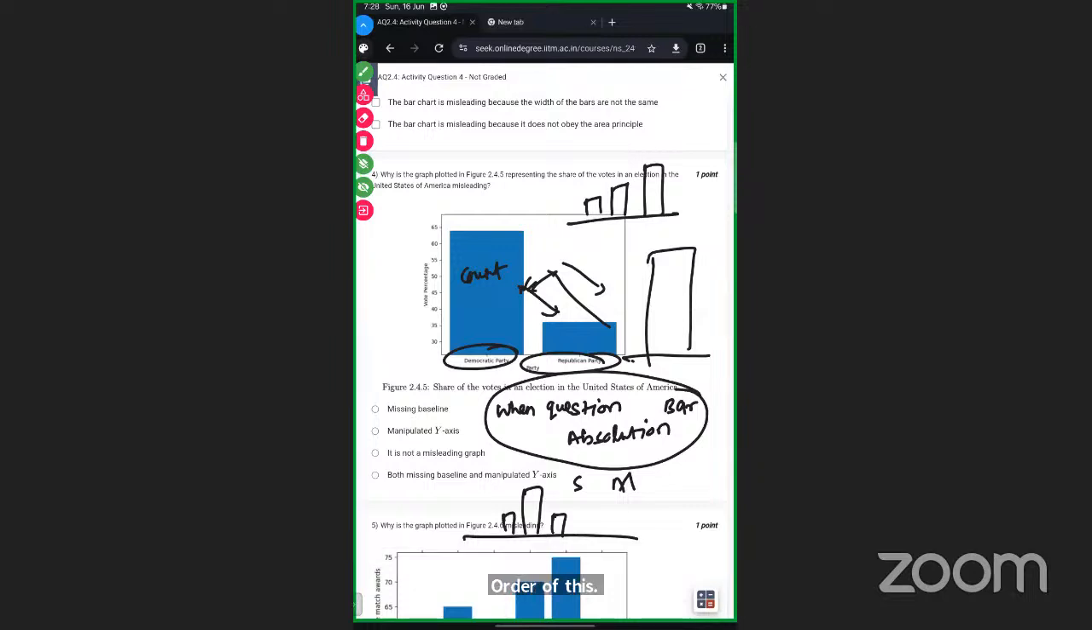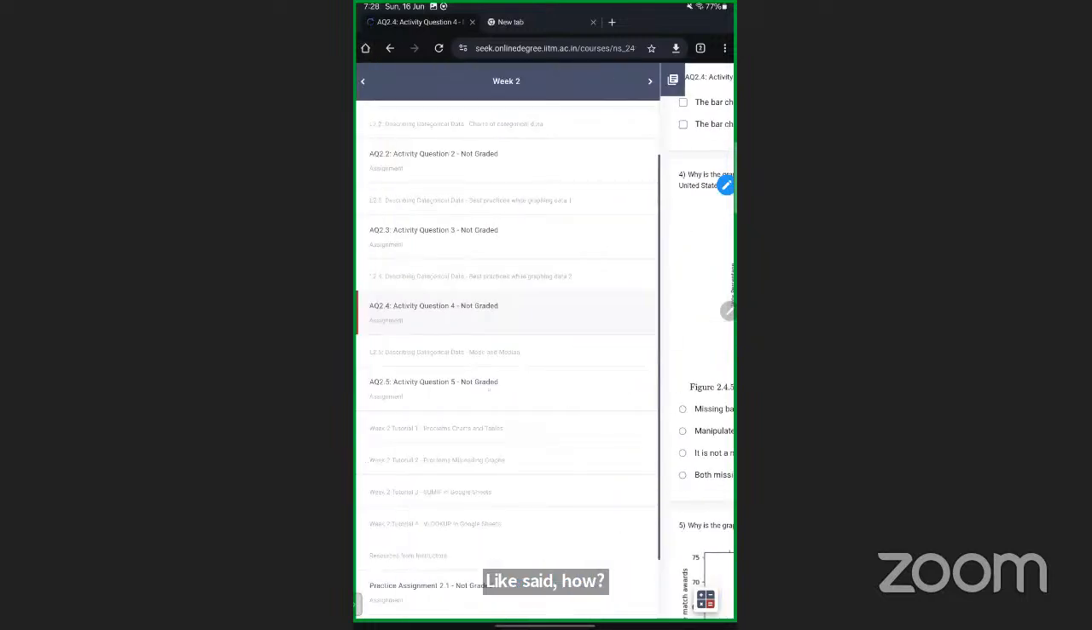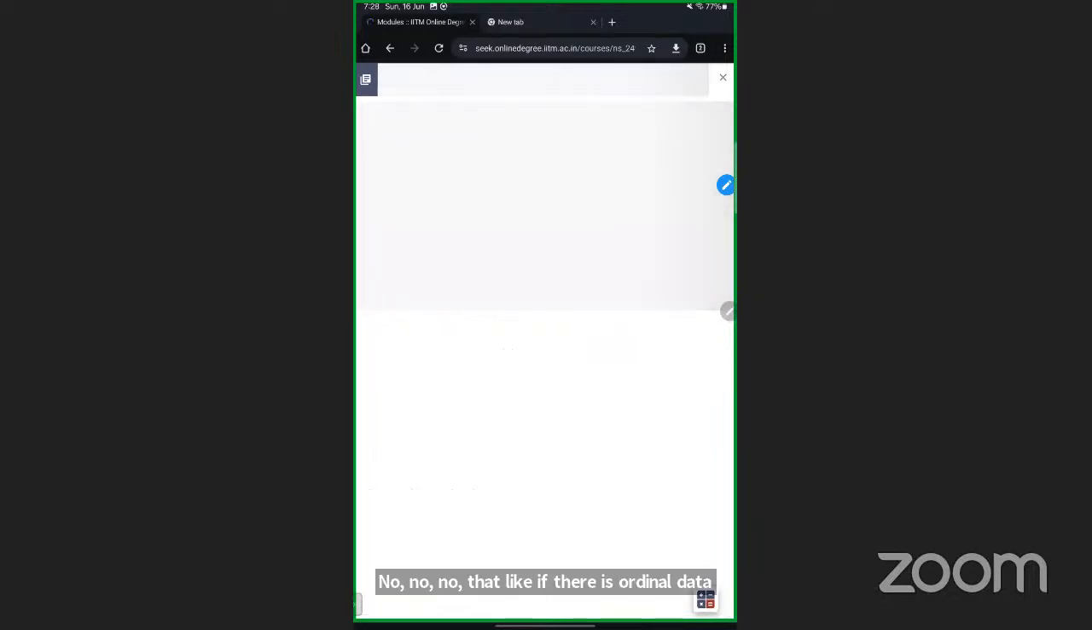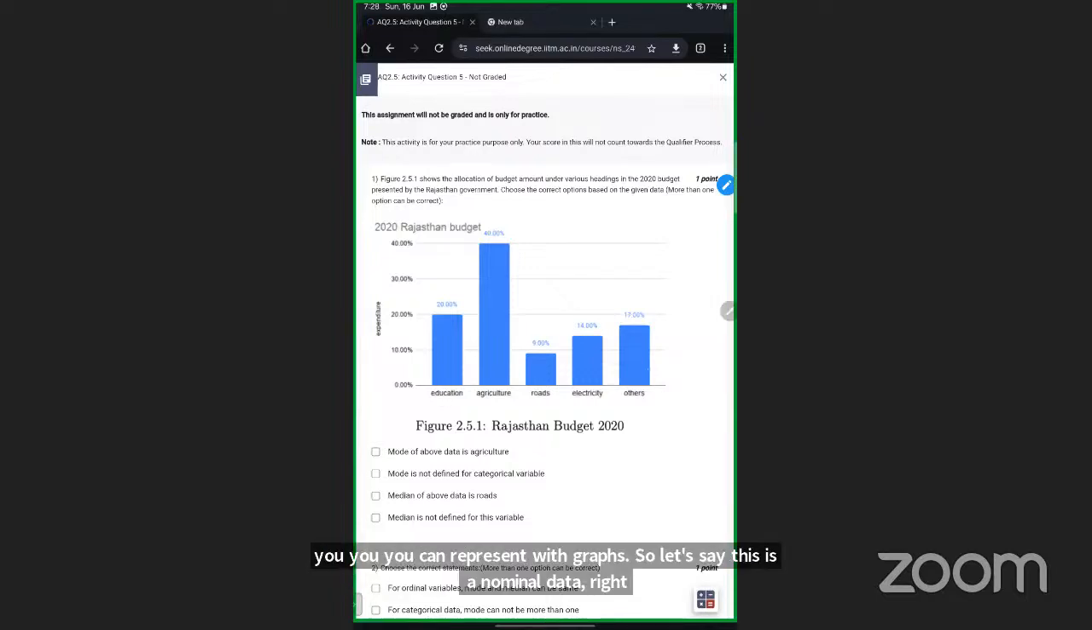Can we classify the data into ordinal and nominal? Yes, you can. If there is an order, then it is ordinal. If there is no order, then it's nominal. Ordinal data can be drawn in every chart. Nominal data you can also represent with graphs. So let's say this is a nominal data.